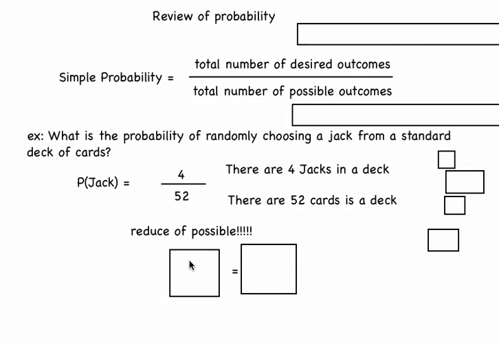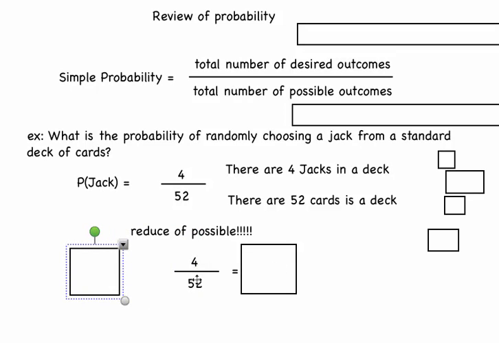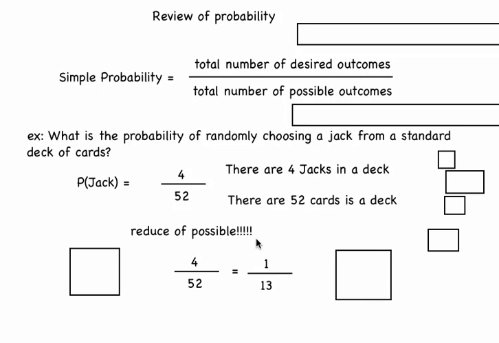If we can, we need to reduce. Well, 4 out of 52 does indeed reduce. We can divide the top and the bottom by 4 to get 1 out of 13. So the probability, or the likelihood, of randomly choosing a jack from a standard deck of cards is 1 out of every 13 tries.